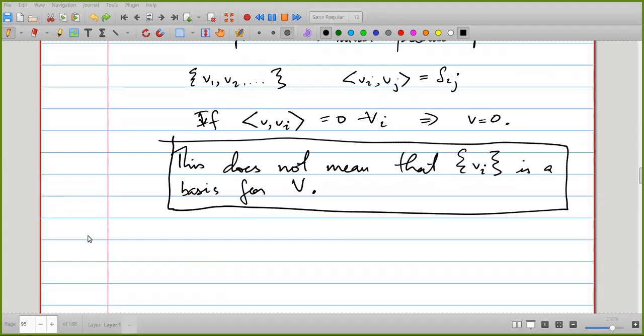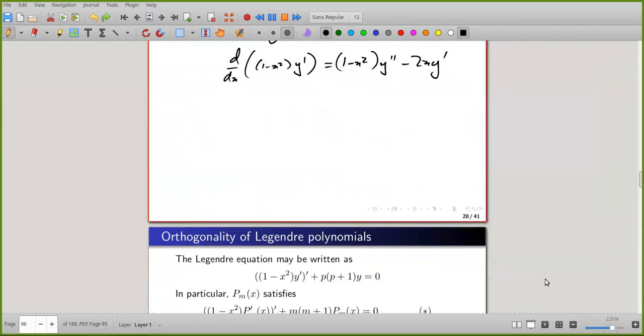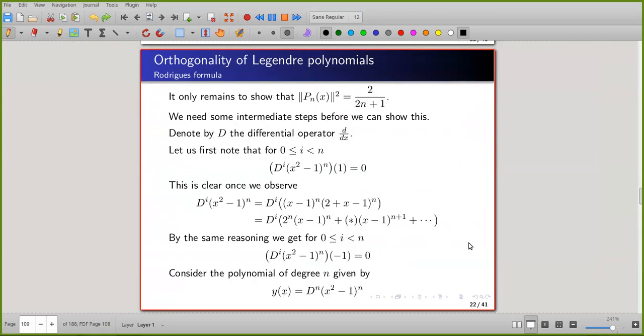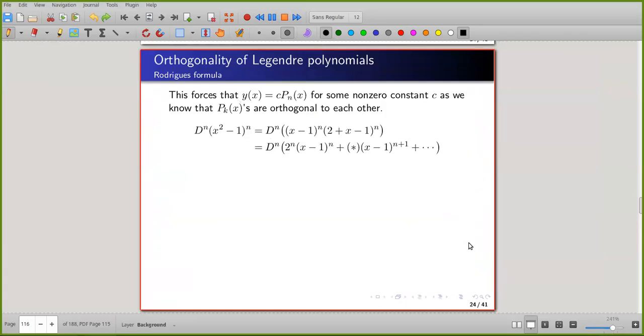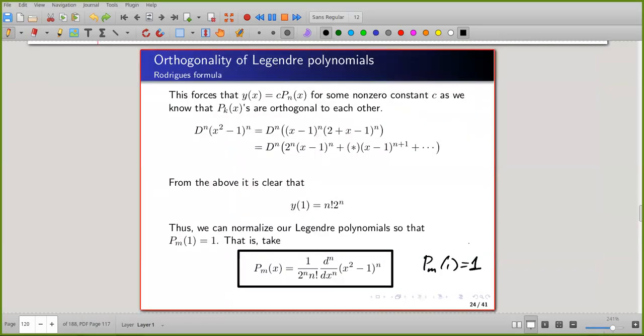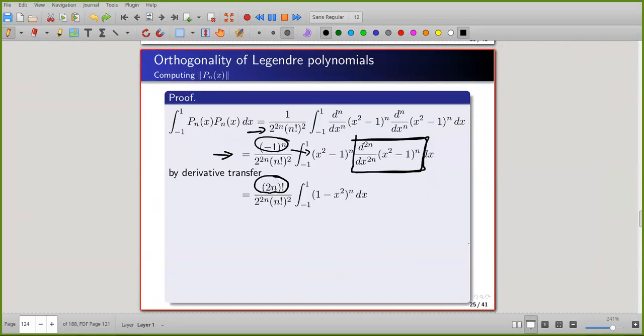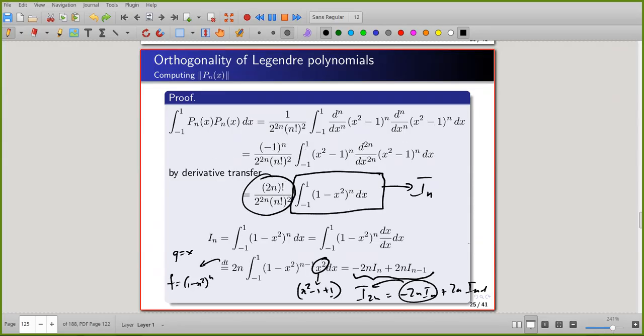Sir, can you explain the last two steps of slide 25 again? Okay, so let me go to slide 25. This is Rodrigues' formula. Okay, so what is on slide 25? Okay, great. So when you say the last two steps of slide 25, do you mean the computation of this integral I_n, or do you mean before that?